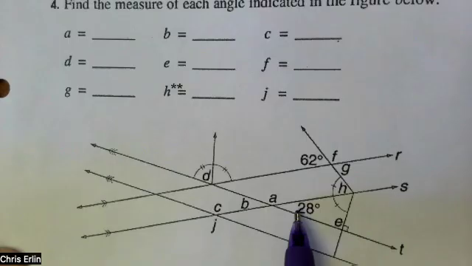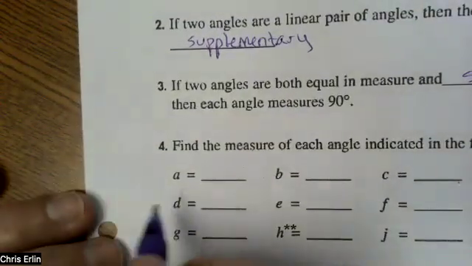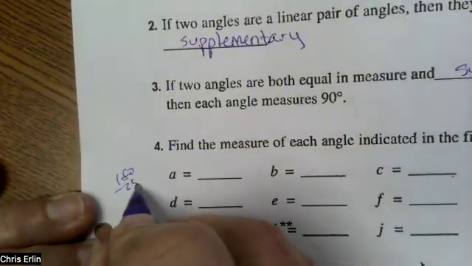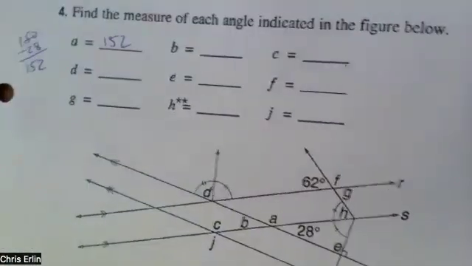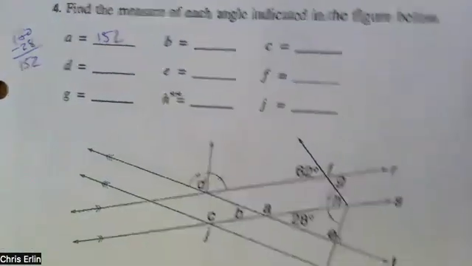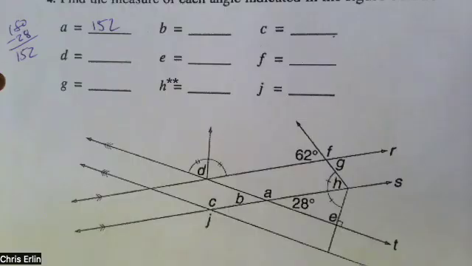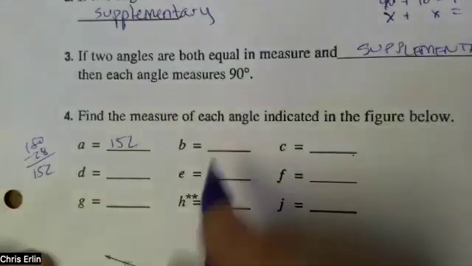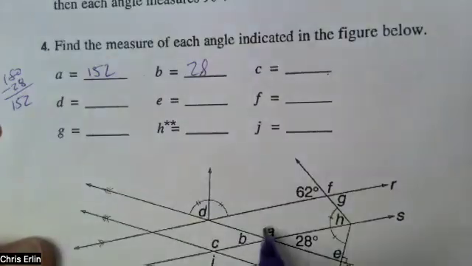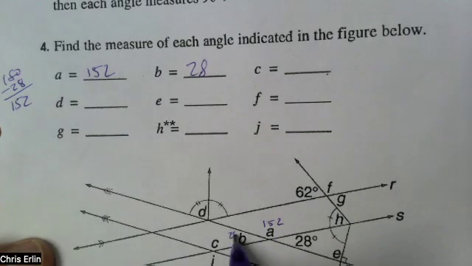Linear pair. And then I say, okay, if that's true, if they're a linear pair, then what? If linear pair, then supplementary. So I know A and 28 are supplementary. So I'd come up here and say 180 minus 28 equals 152. Then I'd look at B. What's the relationship between B and something around it? Good. B is vertical angles with 28. If vertical, then congruent. So B is also 28. And I can write them in here just to help myself.